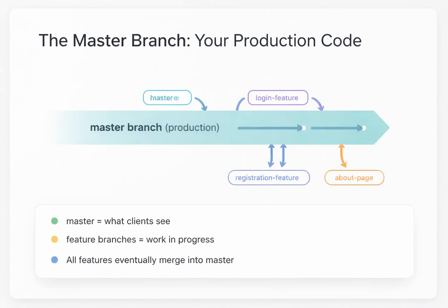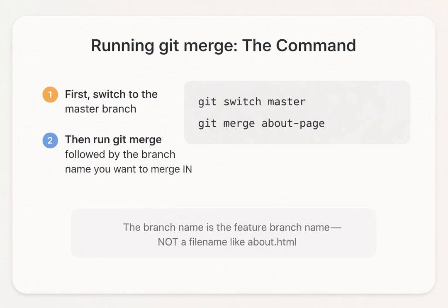The master branch, sometimes called main or stable, is your production branch. This is the live version of your website or application. This is what your clients actually see and use. Feature branches are where individual developers do their work in isolation. One developer might be building the login system, another is building the registration system. Neither of them has the other's code yet. But eventually, all of that work gets merged into master, and that's how the final product comes together, piece by piece, branch by branch.